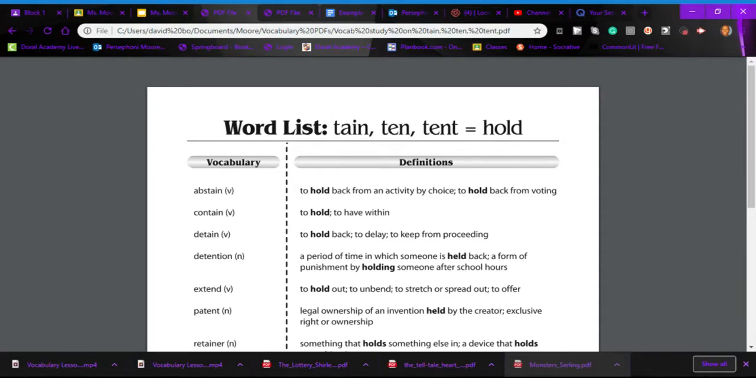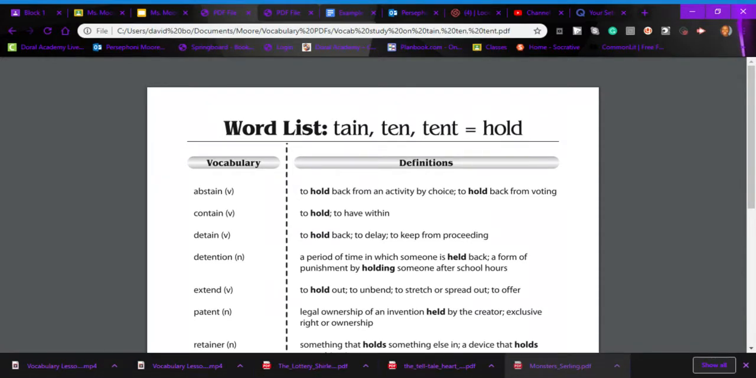It means to hold back from an activity by choice or to hold back from voting. And abstainee, which is the noun, is the person that is choosing not to vote or is choosing to be held back from the activity by choice. You may abstain from participating in maybe dodgeball during PE.